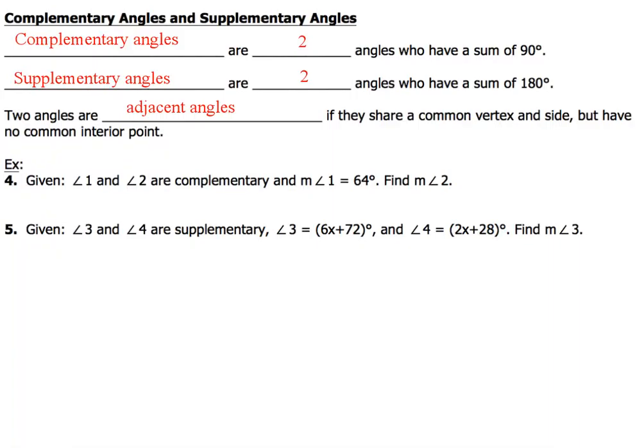Alright, today we're going to take a look at complementary angles and supplementary angles. Complementary angles are two angles that have a sum of 90, and supplementary angles are two angles that have a sum of 180 degrees.